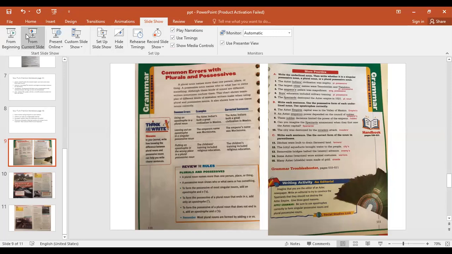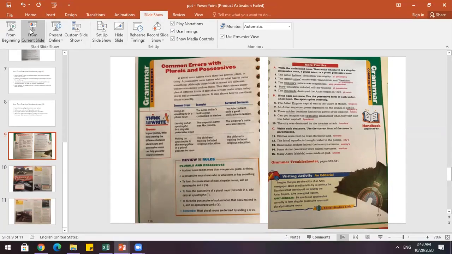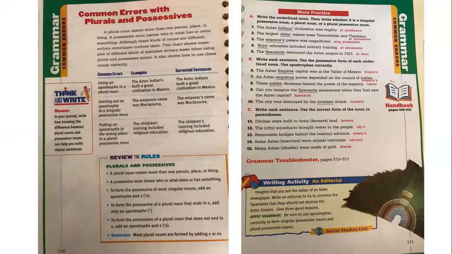All right, common errors with plurals and possessives. We know that a plural noun names more than one person, place, or thing. But a possessive noun names who or what has or owns something. Although these kinds of nouns are different, writers sometimes confuse them. This chart shows examples of different kinds of mistakes writers make when using plural and possessive nouns. It also shows how to use these nouns correctly.